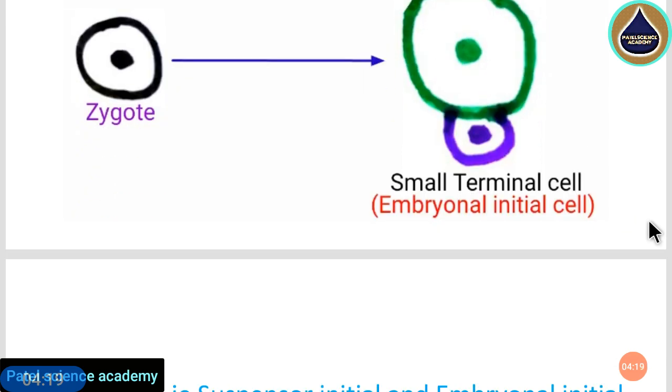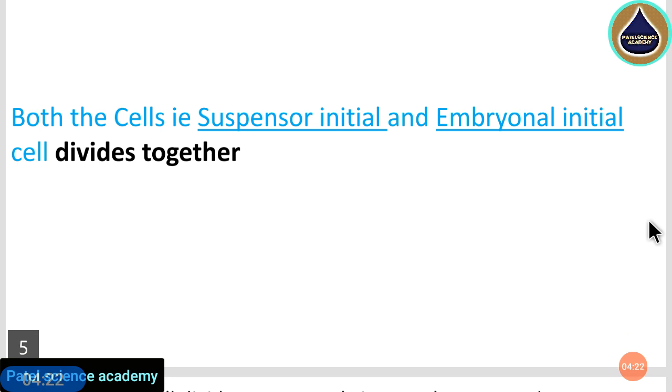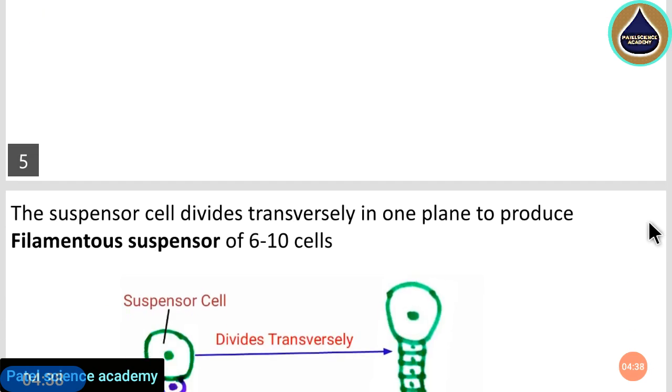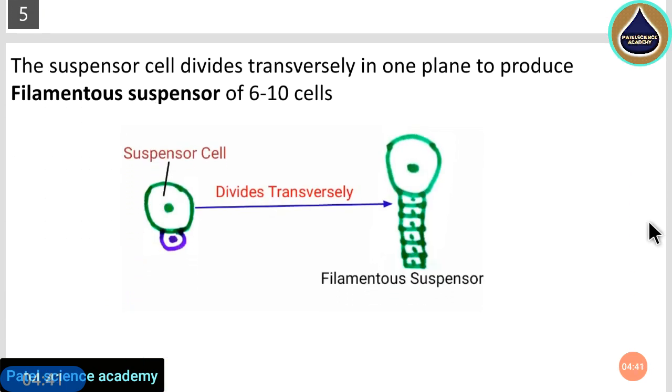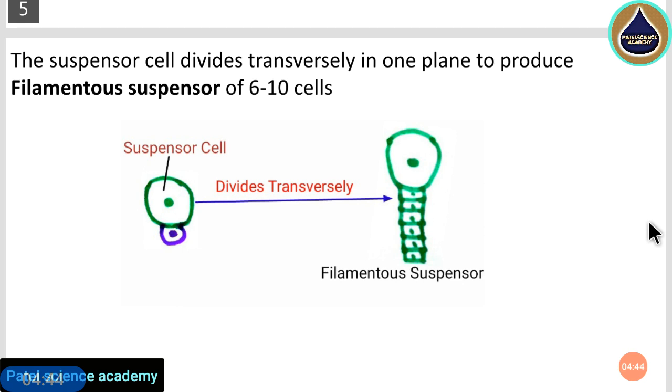Now we'll go to the next slide, and in this slide we'll see that both cells, the suspensor initial and the embryonal initial, go for cell division together. It means they start cell division together, the green color cell and the blue color cell both start dividing together. So I'm explaining here first the cell division of this suspensor cell, which is green in color. So this suspensor cell divides transversely. This is the most important point for this cell division.